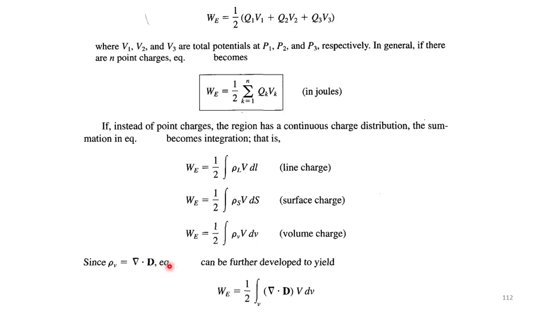Now we'll replace this rho v by the point form of Gauss law. The point form of Gauss law says that del dot D is equal to rho v. So we can replace this rho v by del dot D. So this equation will be modified as total work done is equal to 1 by 2 integration del dot D into potential into dv.